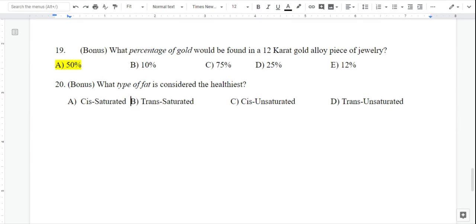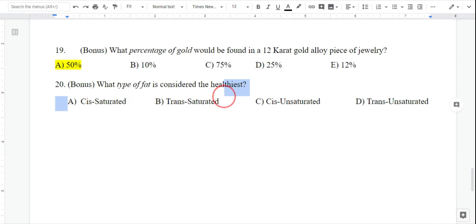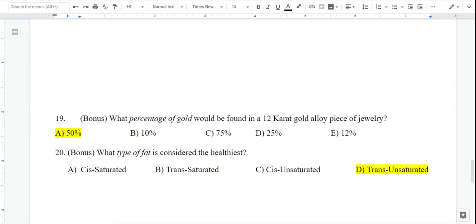And then what type of fat is considered the healthiest? So first off, saturated fats are considered bad, but technically if it's saturated, there is no cis or trans. So it wasn't going to be that. You only use cis or trans when they're unsaturated, which means there's a double bond. And it said cis unsaturated introduces a kink, which makes them more fluid and it doesn't build up plaques as much. But trans unsaturated, those are the types that the body is bad at breaking down, and they pack together to form plaques very tightly, and it's generally not good for us. So we don't like that.